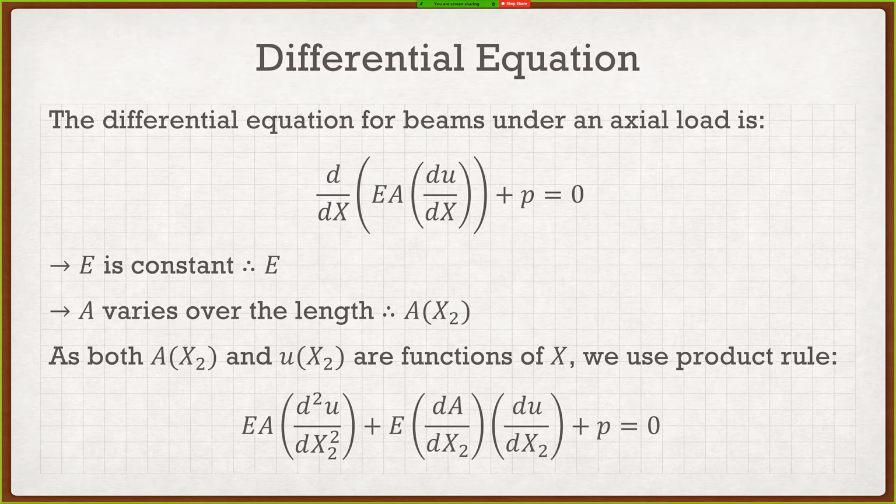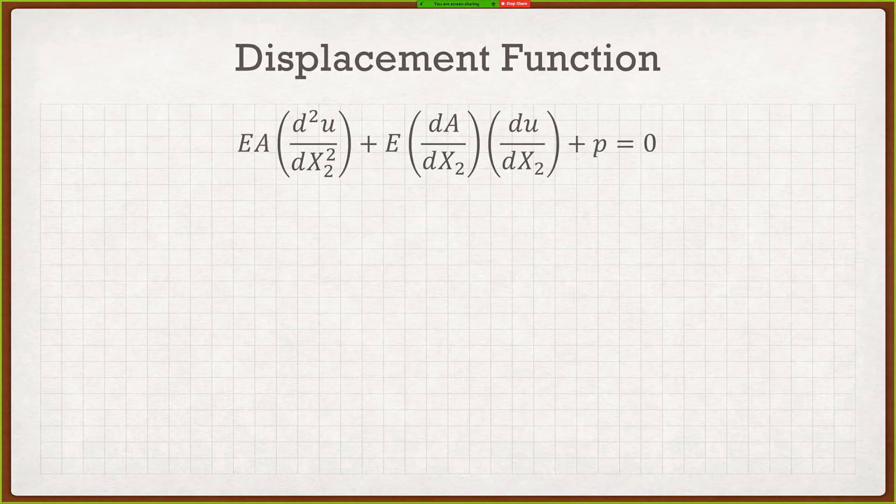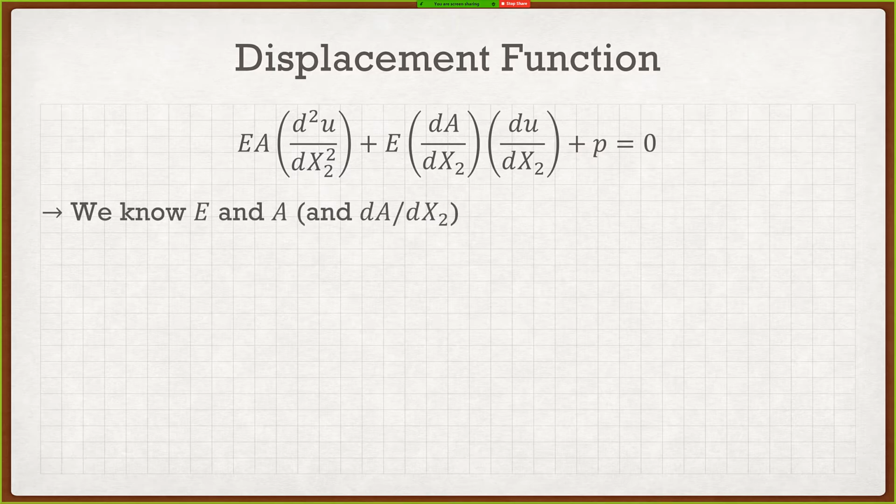So if we do that, our differential equation turns into this, where we have EA multiplied by the second derivative of our deflection function, plus E multiplied by the derivative of our area function, multiplied by the derivative of our displacement function, and then plus p. All right, so it doesn't look too bad. Let's take it a step further and really apply this to our problem. So can we solve this? Well, in order to solve this, we need only one unknown because we have one equation. So the simple things, we know what E is, we're given that. We can figure out what A is because we're given all the information we need for A. And if we figure out A, well, then we can simply take the derivative to find dA with respect to dx2.